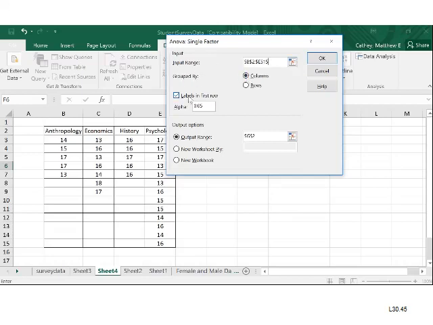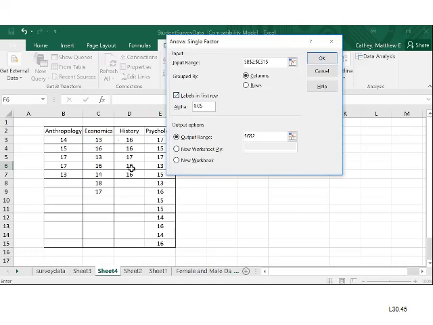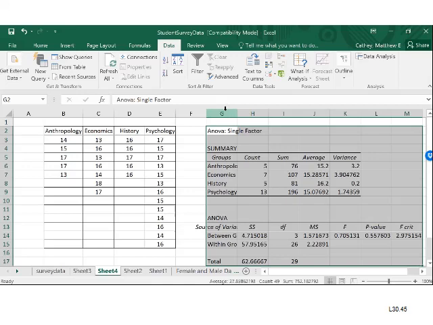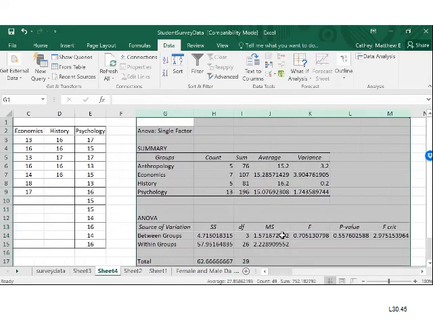These are grouped by columns, and I want to make sure I check that I have labels in the first row. Here it's asking for our alpha cutoff. Remember that we're using 0.05 for pretty much everything in this class. If yours is different, just change it here. I'm going to put my output right next to my chart, so I'm going to select output range, and I'm going to pick one of the cells that's real close by here. G2 looks good, and I'll click OK. I'm going to select all of these and double click up here to make sure we can see everything nicely.